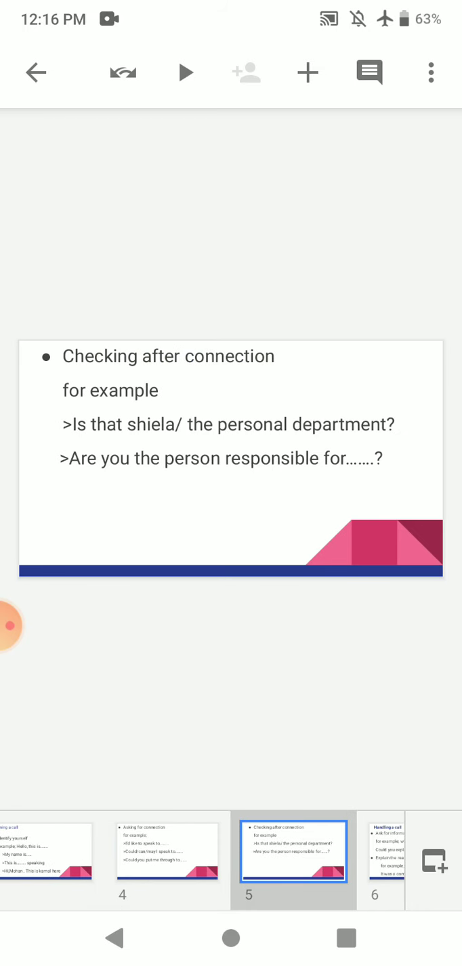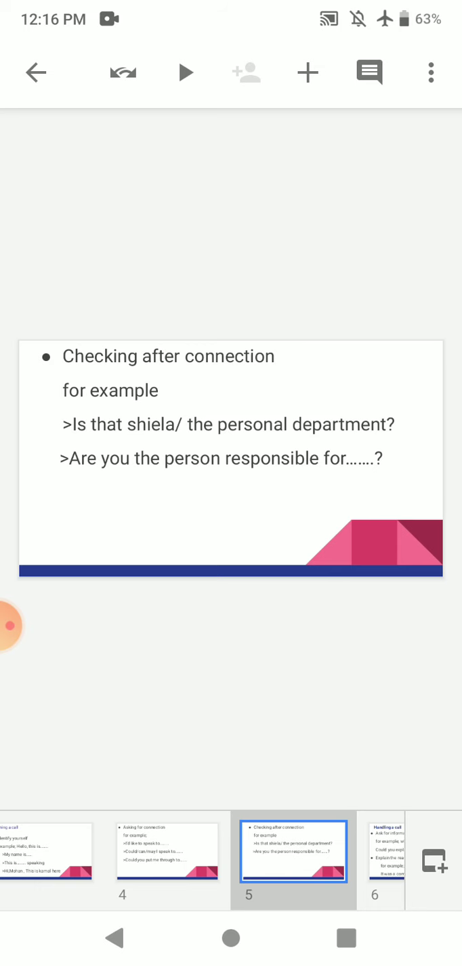Then you cannot just say, "I have a complaint regarding this and that." Firstly, you have to greet, you have to introduce, and then you will check whether you are talking to the right person or not. Then after that, you will start the exact conversation.